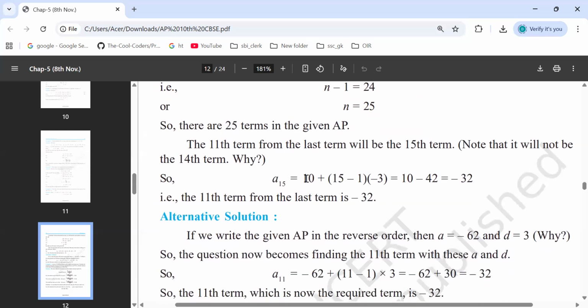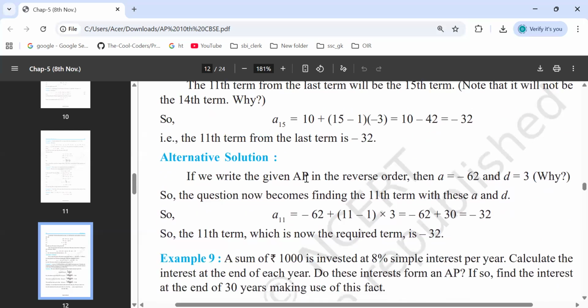10 plus (15 minus 1) into minus 3, 10 minus 42 equals minus 32. So therefore the 11th term from the last of this AP will be equal to minus 32.